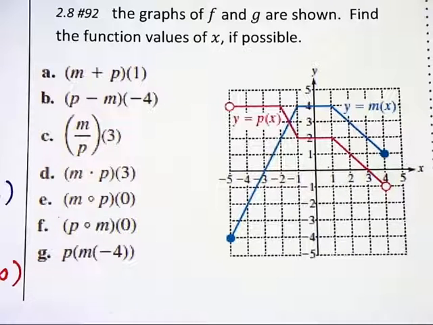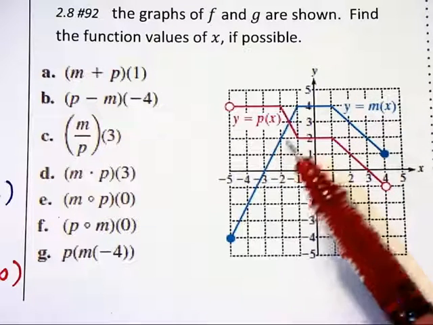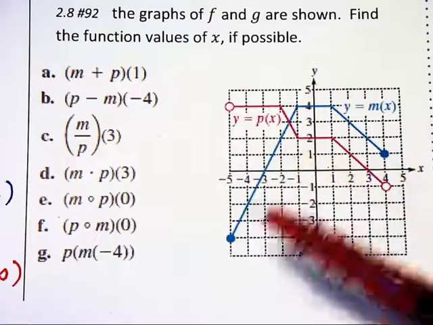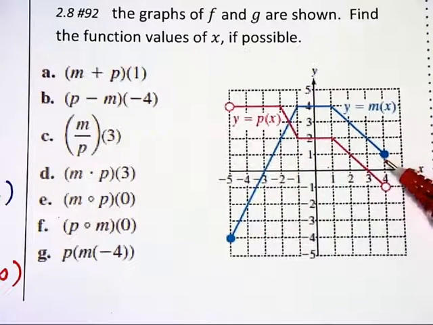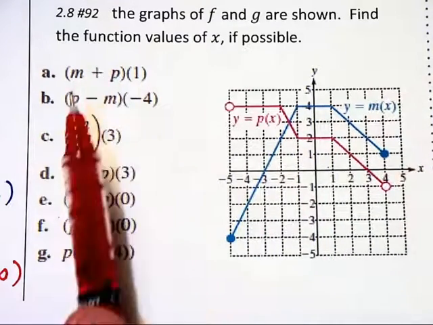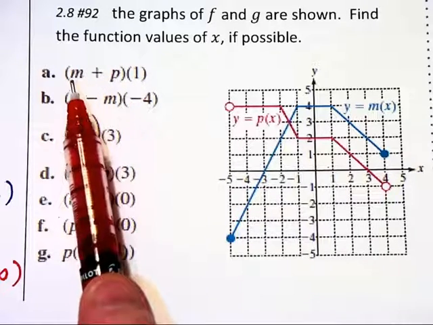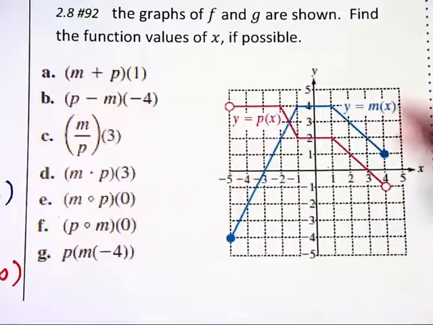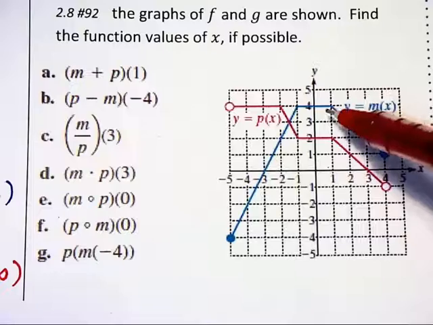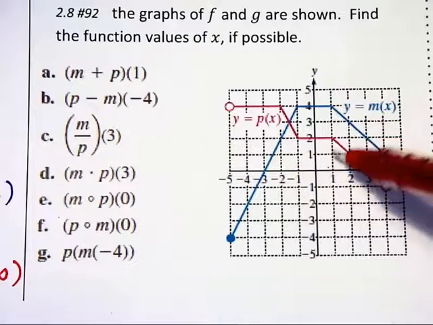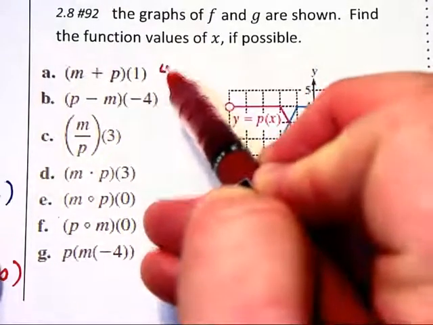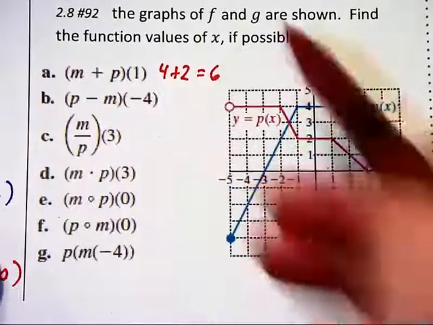I really like this next problem because it really requires us to understand what's going on. We have a red graph, which is p of x, and a blue graph, which is m of x. When we are being asked to find m plus p of 1, that basically is saying m of 1 plus p of 1. The two values, m is the blue graph, so at 1 the heights are going to be 4 plus 2, which is equal to 6.